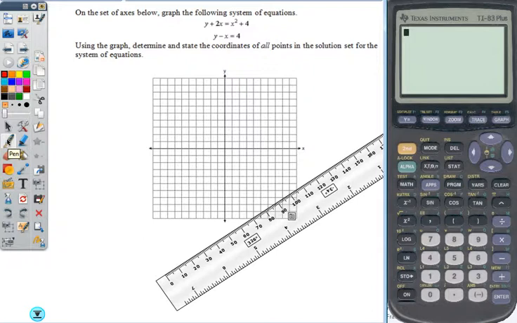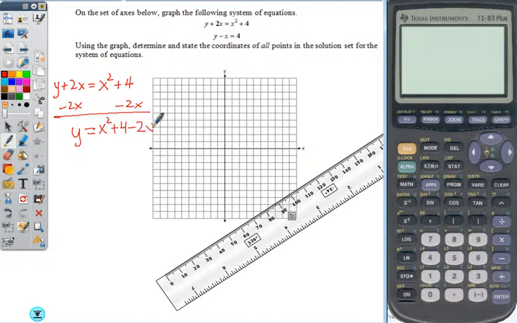The first step in doing this is making sure that you solve both equations for y. We have y plus 2x equals x squared plus 4. And the idea here is I need to eliminate this 2x from this side of the equation. I'm going to do that by subtracting 2x from both sides of the equation. Y is equal to x squared plus 4 minus 2x. Do not combine any terms. All you want to do is get this term to the other side of the equation. It was positive 2x over here. It becomes negative 2x over here.